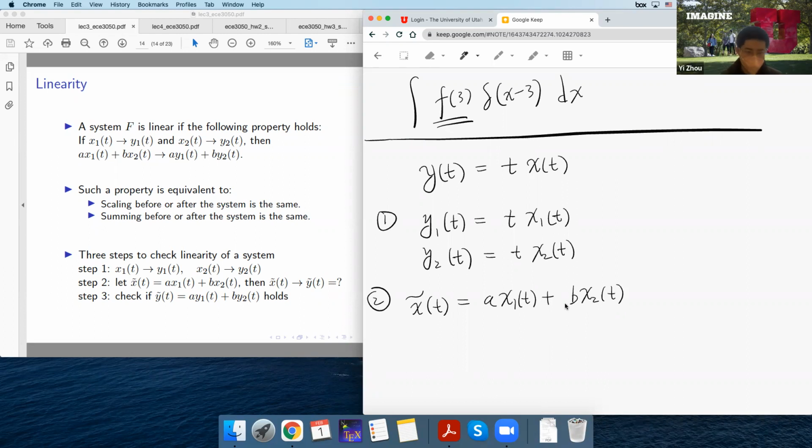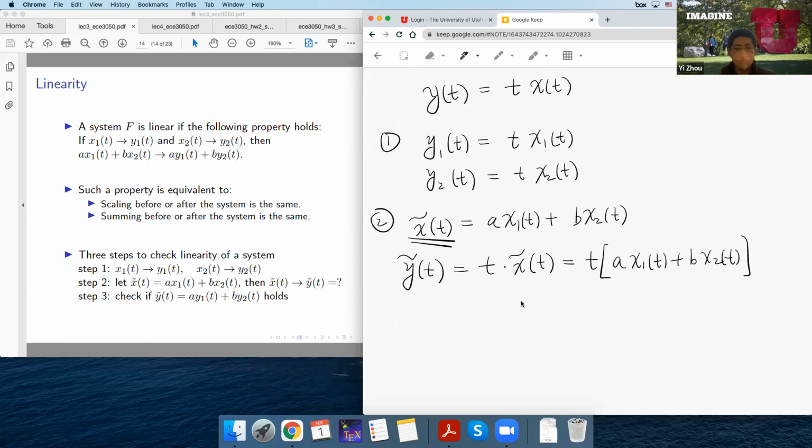Of these two input signals. Now, okay. For this x tilde, if this is the input, then following the system equation, we know that the output is basically t times the input. So let's write it down. It's just t times the input. And the input is a linear combination of these two, so we can plug in this linear combination. So we get T times A times X1T plus B times X2T.